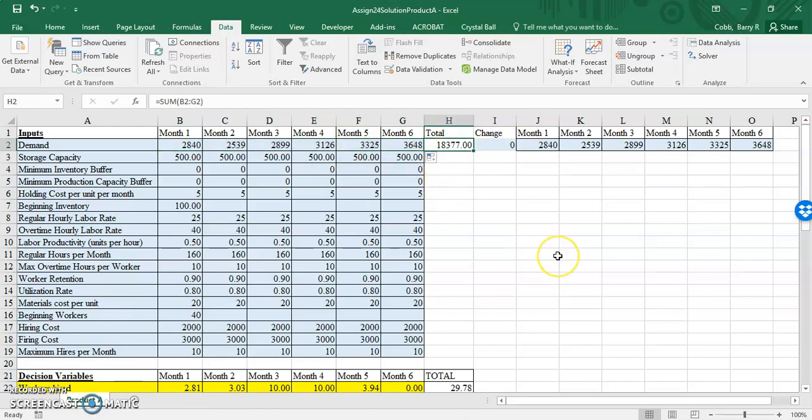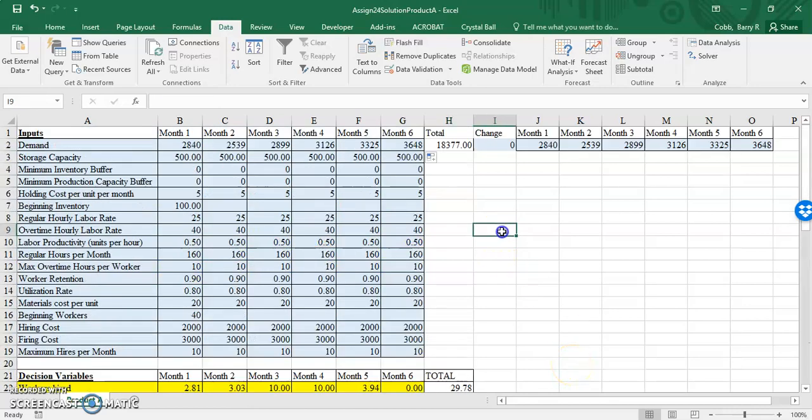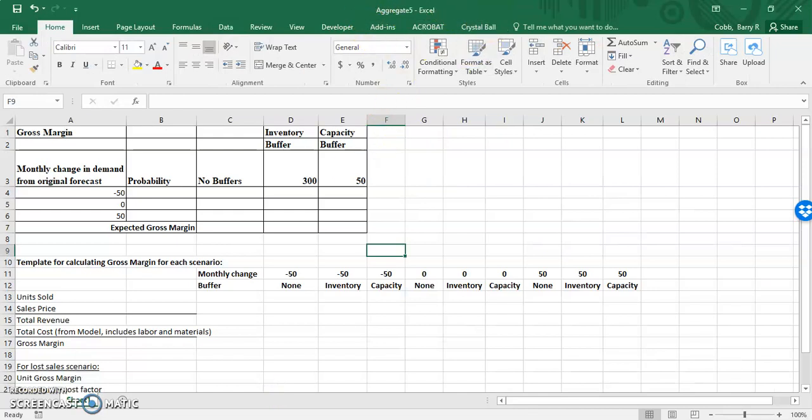As we can see, the total sales for the 6-month period are $18,377, and the total cost is $1,578,130. The example in the tutorial considers 3 different cases for potential changes in demand, and these are considered in the template. We consider changes in monthly demand of -50, 0, which is just the original demand, and 50. And eventually we'll consider that each of these have a probability of 1/3.